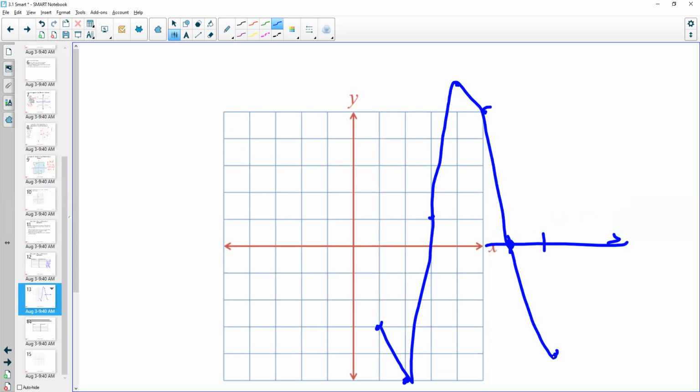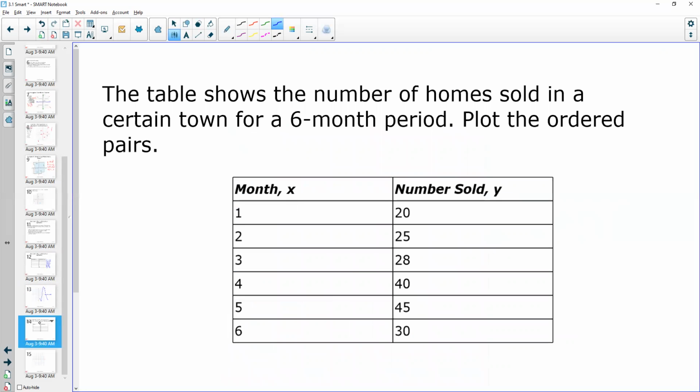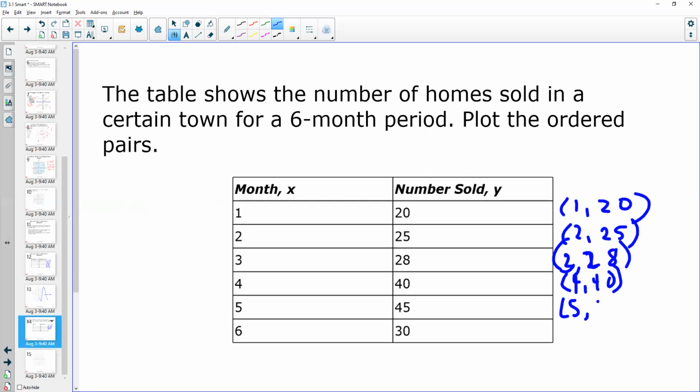All right, let's do one more. So this is homes sold in a town for 6 months. You do the graph, okay? So we're going to do ordered pairs the same way we did before. Feel free to pause and do it yourself first. 2 and 25, 3 and 28, 4 and 40, 5 and 45, 6 and 30. Okay. And then you're just going to plot those on the next graph.